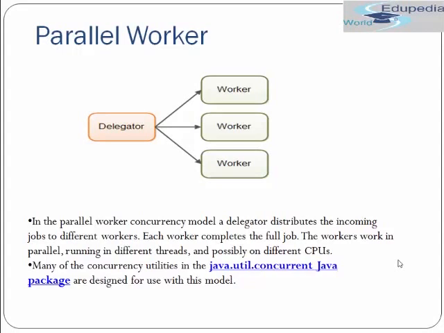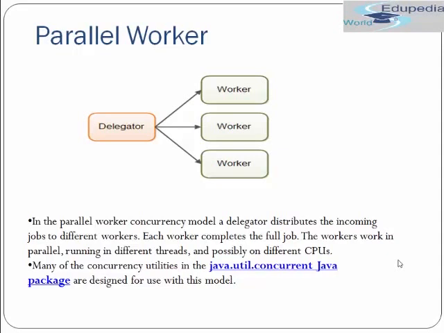Concurrency models provide guidelines or mechanisms which we can utilize to achieve concurrency in our code. So let's see four important concurrency models. The first one that we are going to study is parallel worker. You can see we have a delegator and workers in this. In the parallel worker concurrency model, a delegator distributes the incoming job to different workers. Each worker completes the full job. The workers work in parallel, running in different threads and possibly on different CPUs.